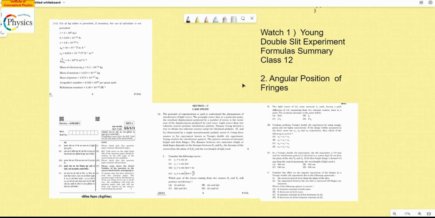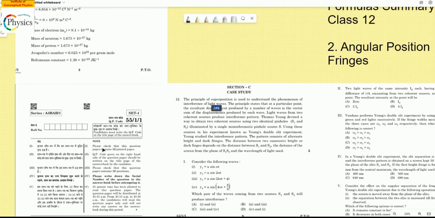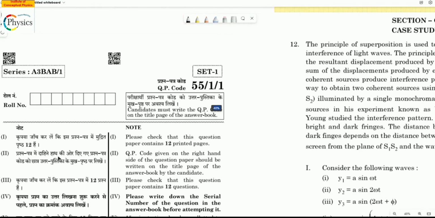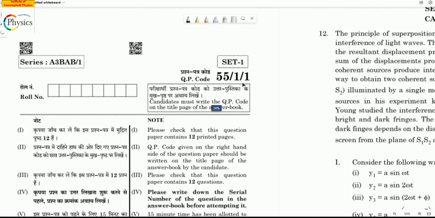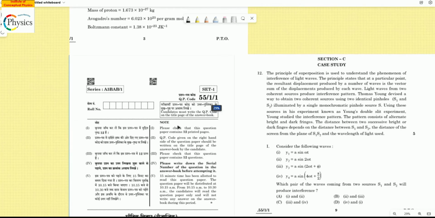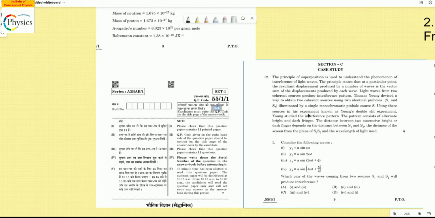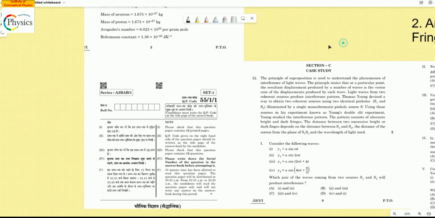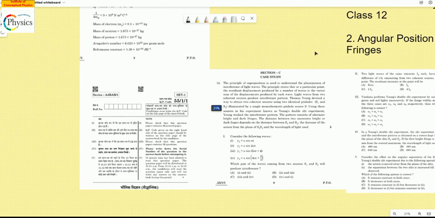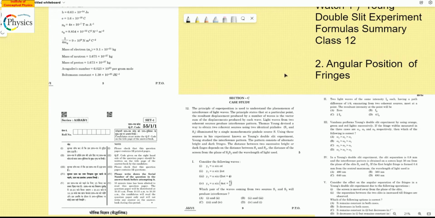Right, so let's discuss one more case study. This is a case study from the CBSE website, and you can see this is 55/1/1. I got this from the CBSE website, and the case study is based on the topic of Young double slit experiment. Very important topic for board examination and entrance examination.